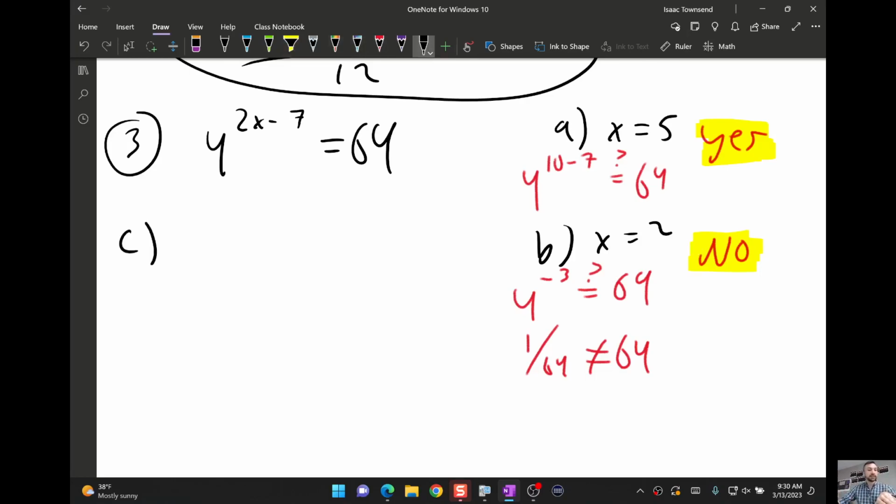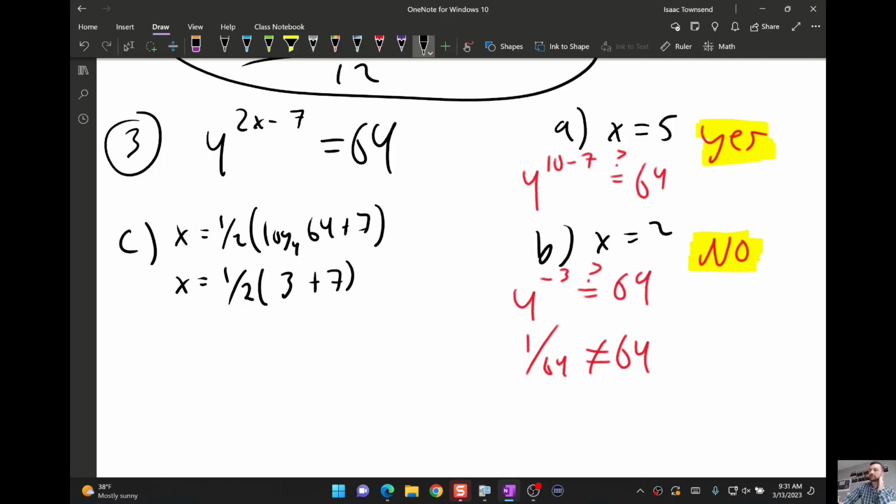And then part C, a pretty crazy looking answer here, but we can actually simplify quite a bit of this before we plug it in. Log base 4 of 64 would just be 3. 4 to the third gives you 64. This ends up being 10 divided in half. So really, it looks a lot different, but it's the same as part A. So if you simplify that mess down to 5, it's a lot easier to see that it works.